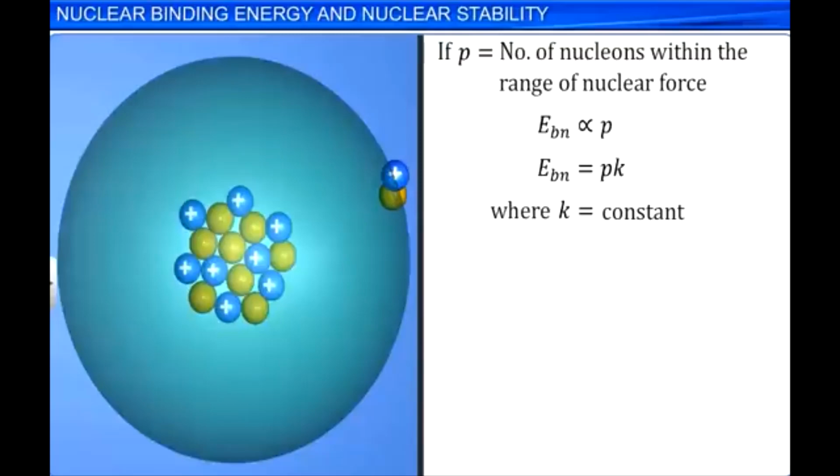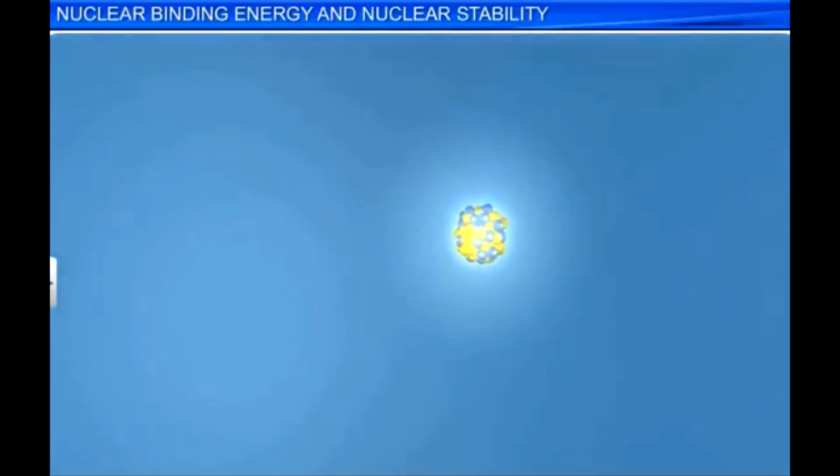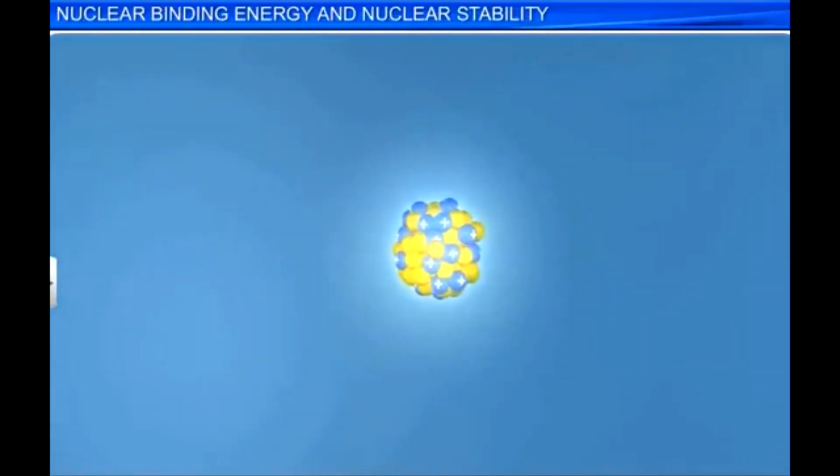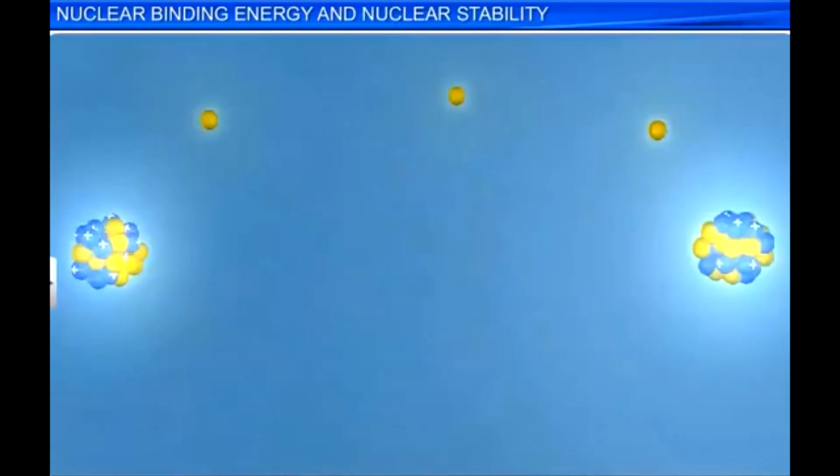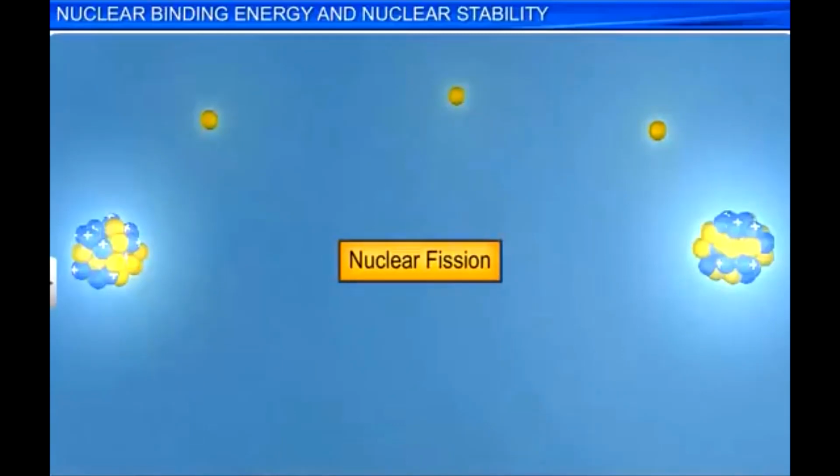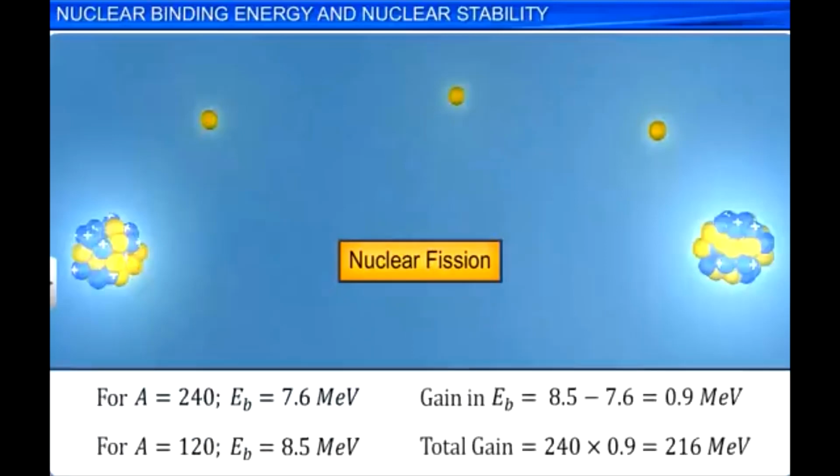A very heavy nucleus, say A is equal to 240, has lower binding energy per nucleon compared to that of a nucleus with A is equal to 120. Thus, if a nucleus with A equal to 240 breaks into two A equal to 120 nuclei in a process called nuclear fission, the nuclei get more tightly bound and hence become more stable in the process. This shows that a large amount of energy would be released in this process. This is the reason for the high energy release in nuclear fission.